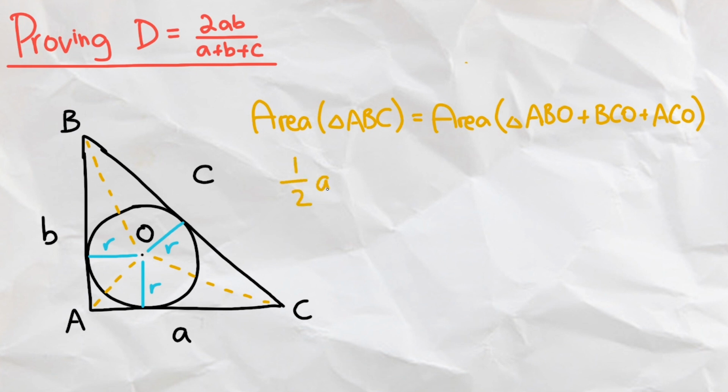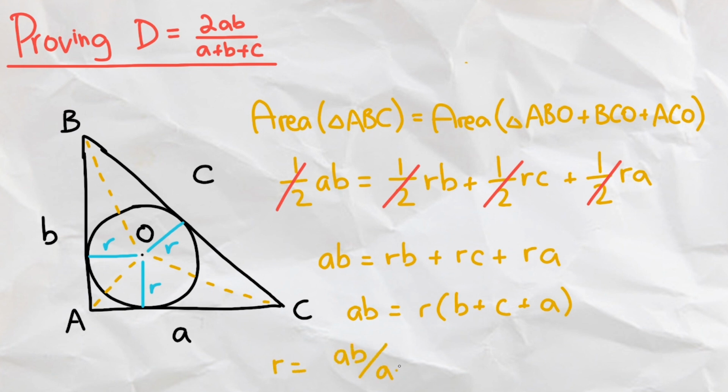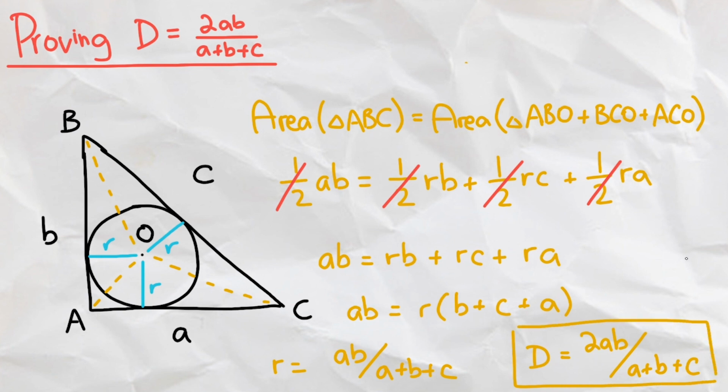We know that the area of a triangle is 1 over 2 times the base and the height. So, our equation can be expanded out like so. Conveniently, we can cancel out the 1 over 2 in front of all the terms and be left with this. Next, we can factor out the r from the right hand side, giving us this. Lastly, we isolate the r by dividing both sides by a plus b plus c, giving us the radius of the circle. To find the diameter, we just multiply the radius by 2, giving us 2ab over a plus b plus c.